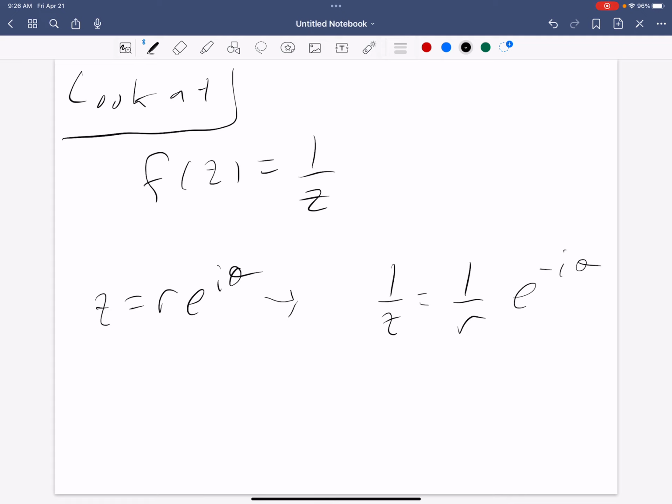1 over z turns into that, and note that there are effectively two things going on here. The r turns into a 1 over r, and the theta turns into a negative theta. Interesting. So it turns out that there are, just like az plus b, two things going on, so let's break these two down and talk about visually what they're doing.